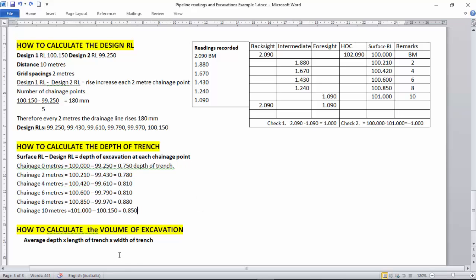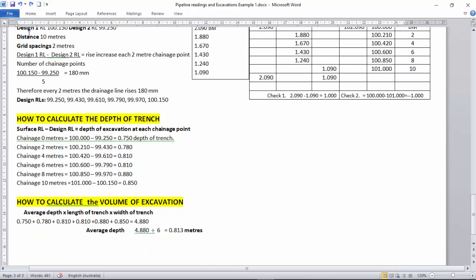Our next step is to calculate the volume of the excavation. It's the average depth times the length of the trench times the width of the trench. To calculate the average depth of the trench, we add all our depths together: 750, 780, 810, 810, 880 and 850, which gives us 4.88 metres in total. Then we divide that 4.88 metres by 6, because there are 6 points.